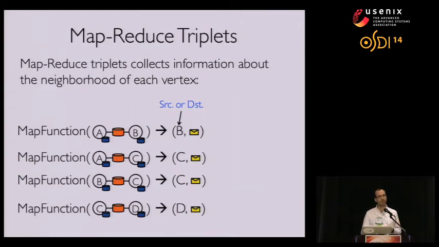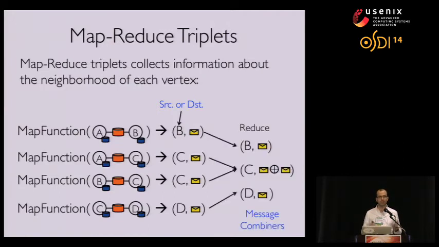And so the user then defines a commutative associative reduction operator, which is a direct analog to the message combiners in a system like Pregel. And these commutative associative message combiners allow us to sum the messages destined to a particular vertex, incorporating pre- and post-aggregation across the network.